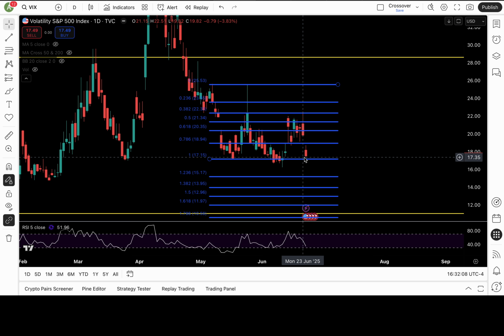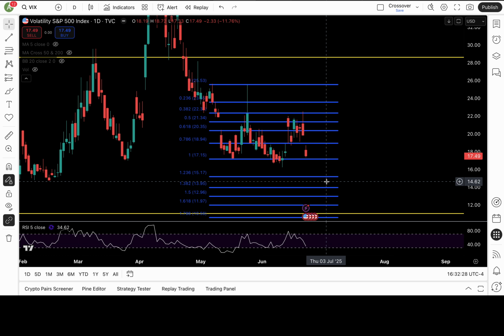So I have support at 17. I mentioned in my previous video, I had support at 20.4 and 19. Yesterday, I actually broke down my 20.4 level, and then today it gapped down below 19 and pushed lower. So the next support I have is at 17. If 17 fails, 15 or 13 or lower would be in play.